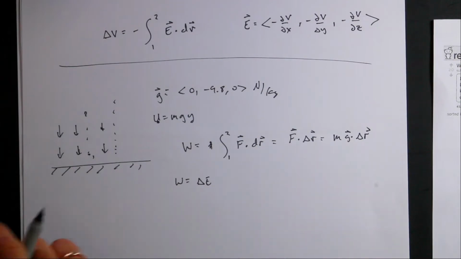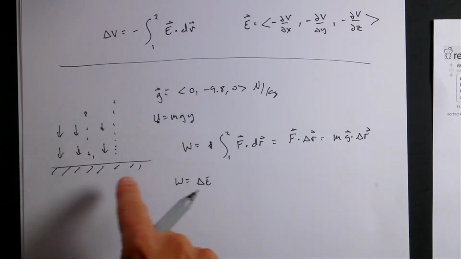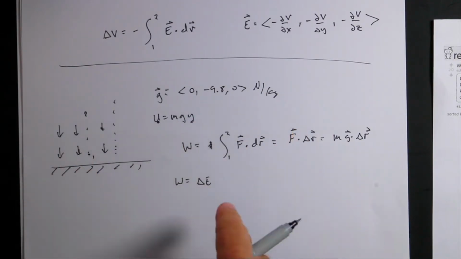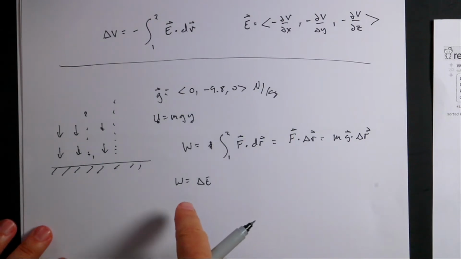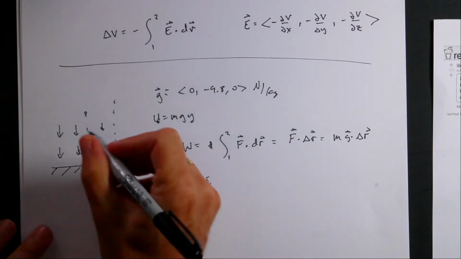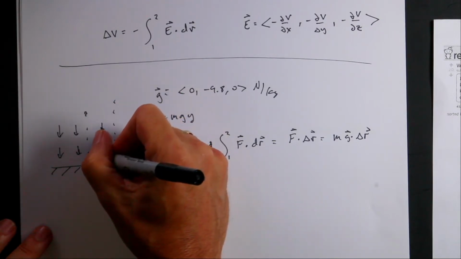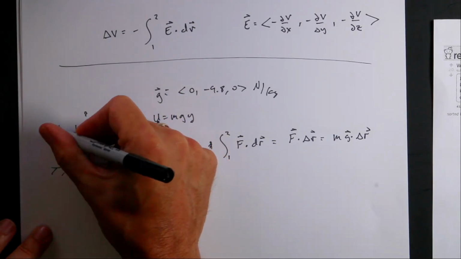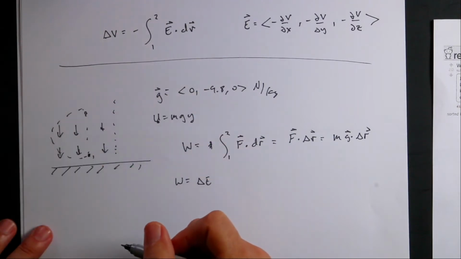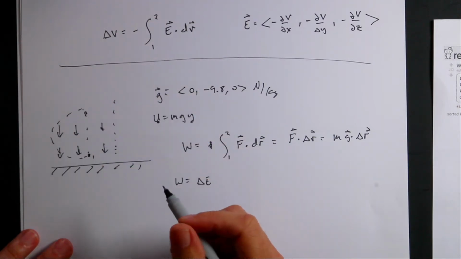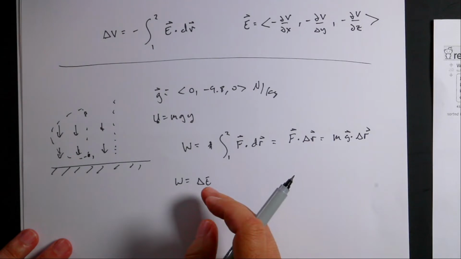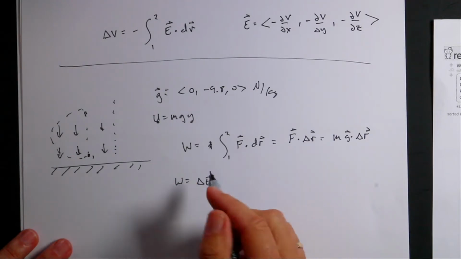and we know that work is the change in energy. It turns out that for some fields, like the gravitational field, like the electric field, the work done does not depend on the path, but only on the beginning and end points. So if I go from here to there along that path, and then I go along this path, I get the same work.